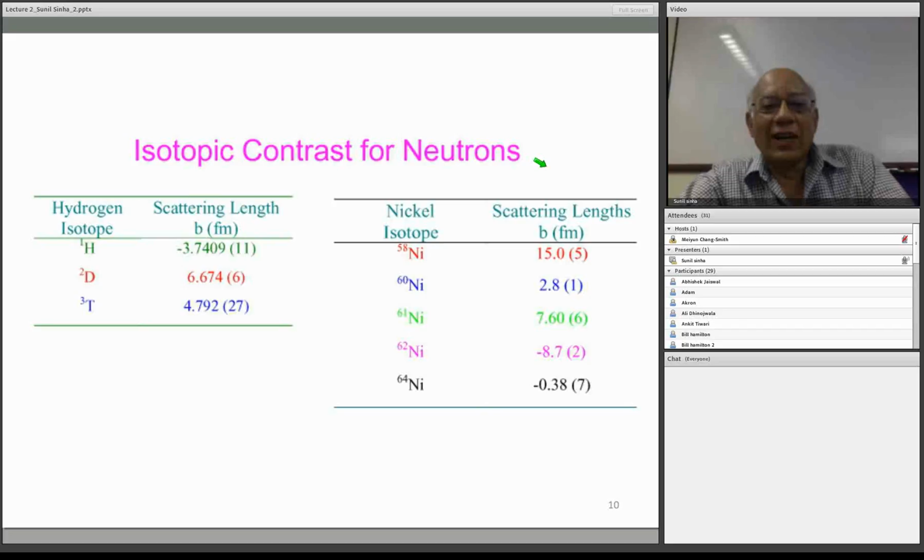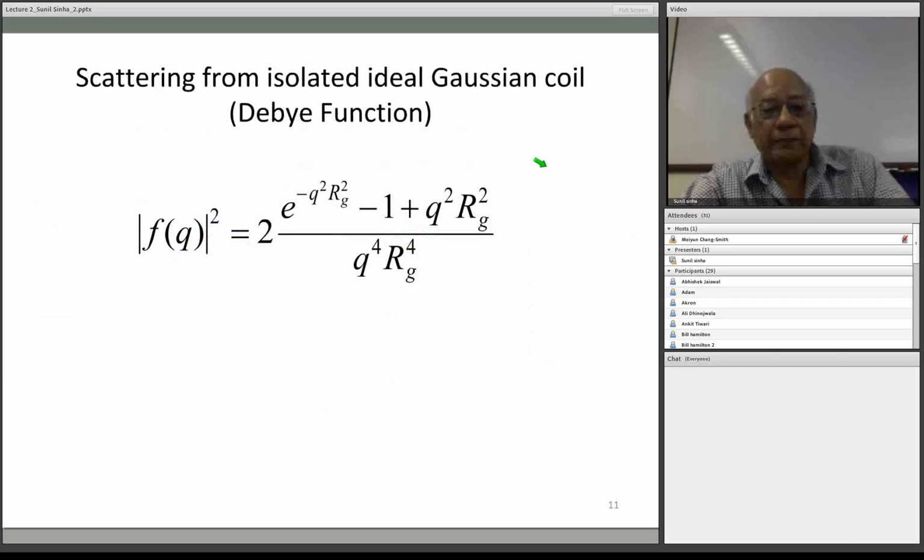Okay, so here are various scattering lengths for different nickel isotopes, for example. So if you want to change the contrast, an expensive way to do this is to get different isotopes. But generally, H and D are good for most soft matter experiments, as you probably realize.